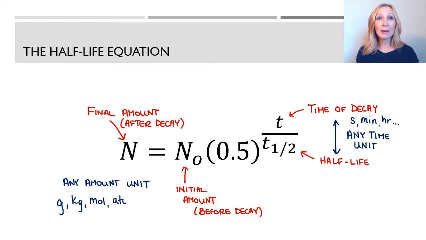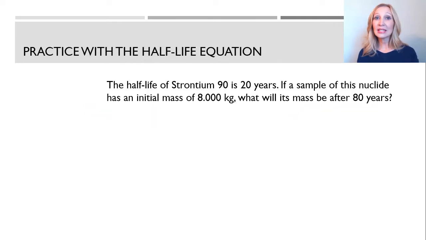You can use grams. Popular ones are grams, kilograms, moles, the quantity of atoms. You can use a percentage as your unit, but you have to keep in mind that both n's have to have the same unit. So you may have to convert from one unit to another if you're given different units for these n values. So it says here that the half-life of strontium-90 is 20 years.